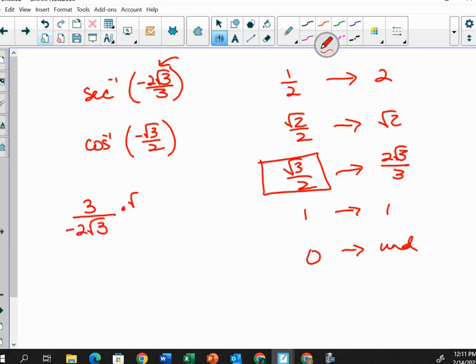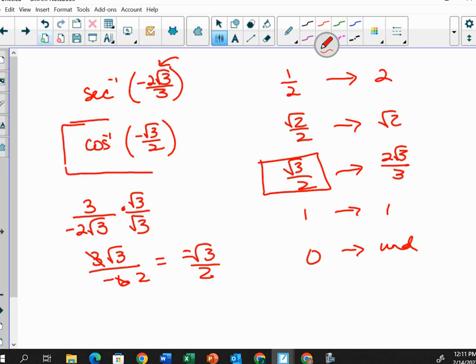All right, rationalize. That's a negative. Do you see why it's better to just know them? Yeah. Okay. So then you can evaluate this. You're just looking, when does cosine equal negative root 3 over 2? That happens at 5 pi over 6.